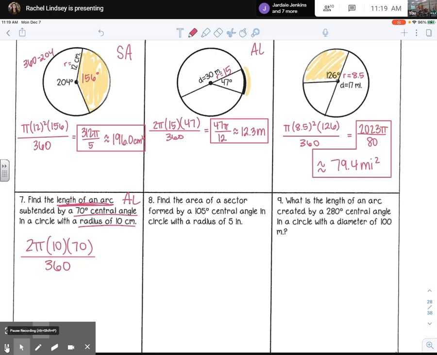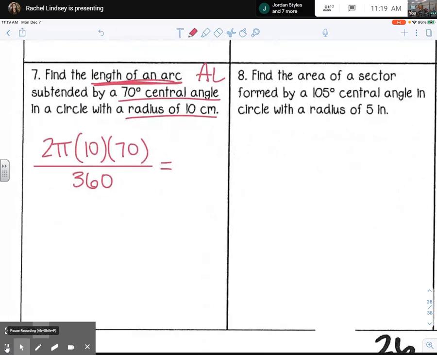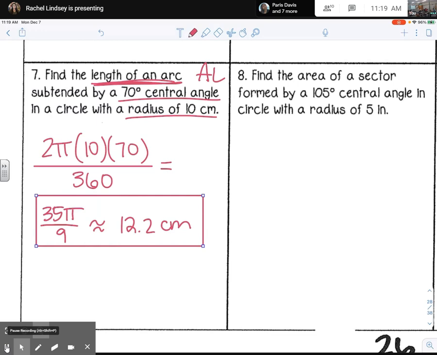Times 70. What did I just press? 35 pi over 9. That'll give you 35 pi over 9.